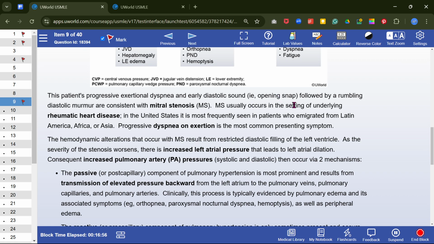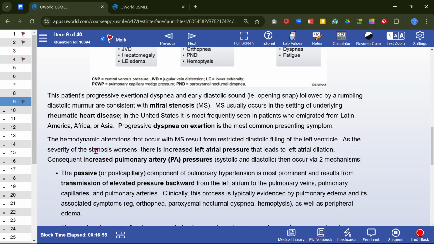Mitral stenosis usually occurs in the setting of underlying rheumatic disease. In the United States, it is most frequently present in patients who immigrated from Latin America. Progressive dyspnea on exertion is the common presenting symptom. The hemodynamic alterations that occur with MS result from restricted diastolic filling of the left ventricle.